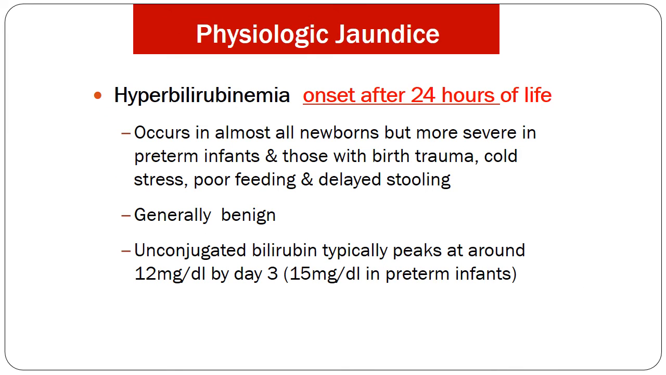So hyperbilirubinemia, the physiological jaundice, is that normal process breaking down those excessive red blood cells, and it's after 24 hours of life. It occurs in almost all newborns. It's more severe in preterm, in those with birth trauma, who got cold stress, poor feeding, and delayed stooling. It's generally benign. Unconjugated bilirubin typically peaks by day 3 at about 12 milligrams per deciliter, and 15 milligrams per deciliter in preterm infants.